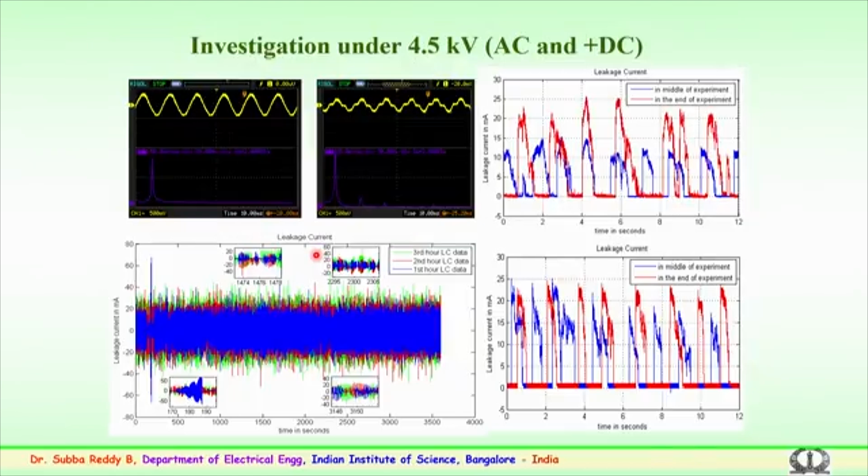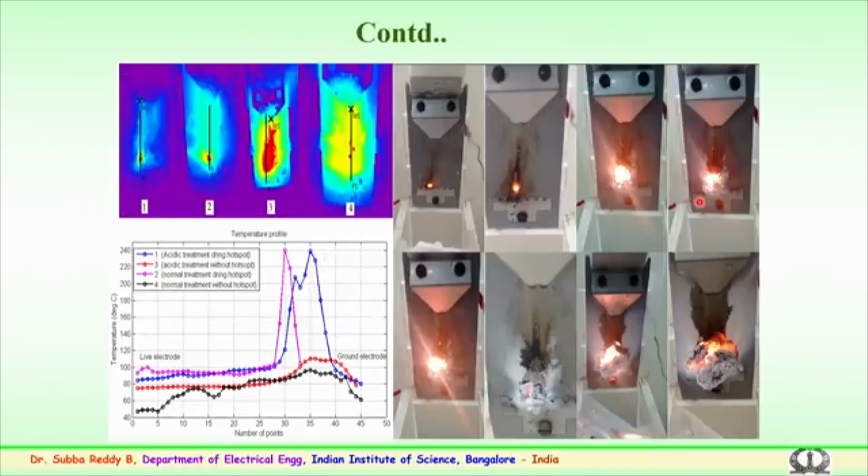During the experimentation, leakage current has also been monitored over a period of time at various voltages, 3.5, 4.5 kV, etc., both for AC and DC applications. Leakage currents were measured, and with the help of the leakage current data we try to interpret the erosion or the surface changes that happened during the experimentation.